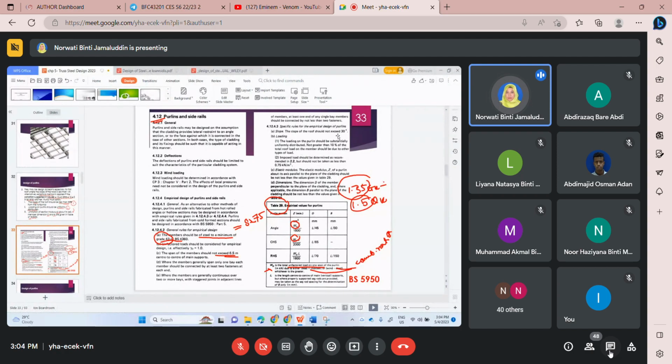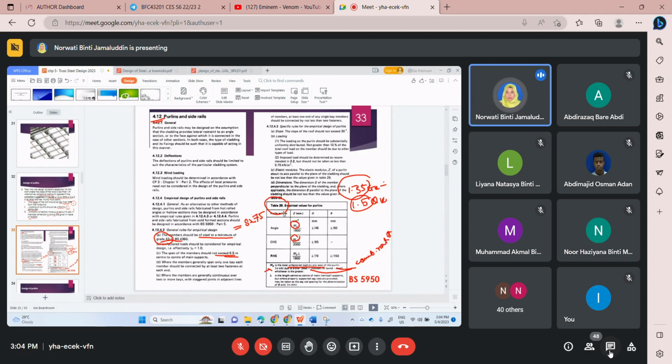Slope, do not exceed 30. Okay. And then loading should be substantially uniformly distributed, not greater than 10% of the total roof load on member should be due to other type of load. Imposed load should be determined as recommended in 2.2 but should not be taken less than 0.75. Then you can use this table.